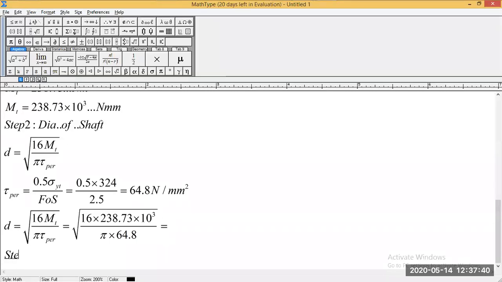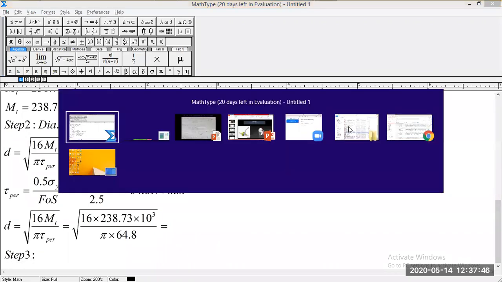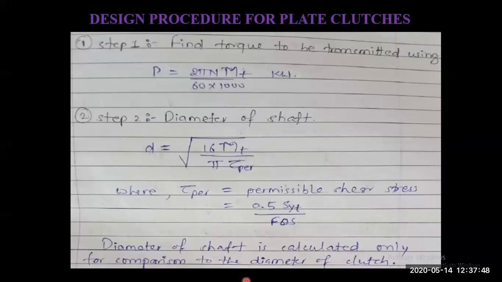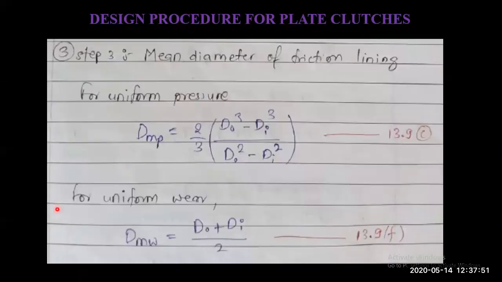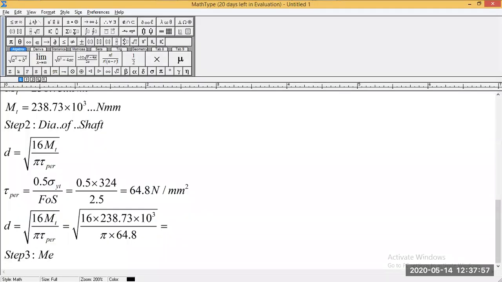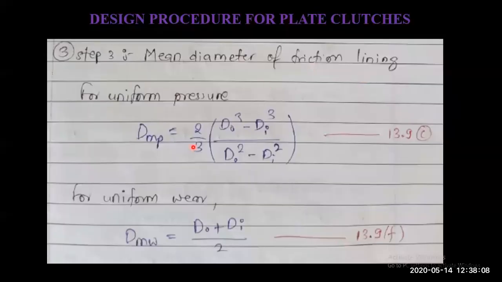We'll proceed to step 3. Step 3 is the mean diameter of friction lining. Mean dia of friction lining given under uniform wear. Okay, the condition is given in the question: there is uniform wear. Don't use the uniform pressure one. So we need to omit this and use only this equation.